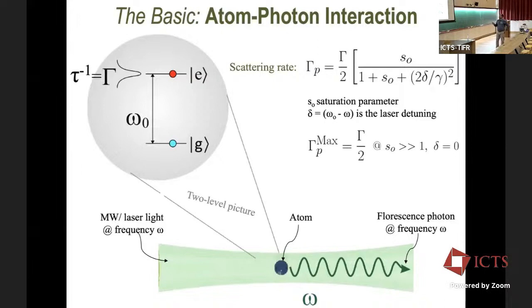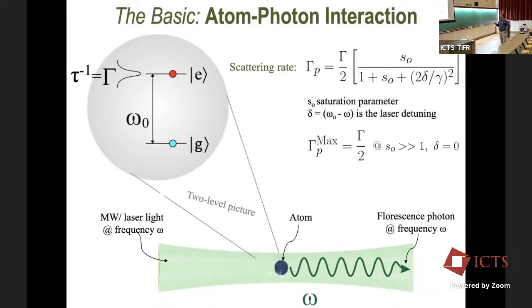So scattering rate is how many photons you can scatter. That depends on a few parameters, like how far your excitation frequency is from the frequency difference between these two states, which we call detuning. So that is this factor delta. It depends on the line width of the transition, and on how intense a laser you are using, which compares to the saturation intensity. S0 is the saturation parameter: the intensity of your excitation, let's say a laser, divided by the saturation intensity.